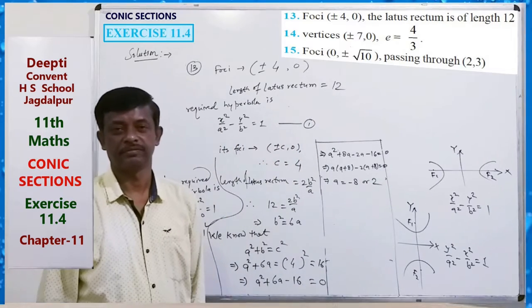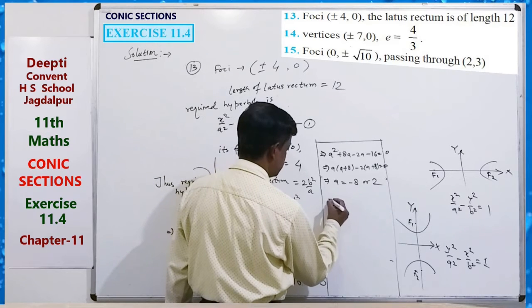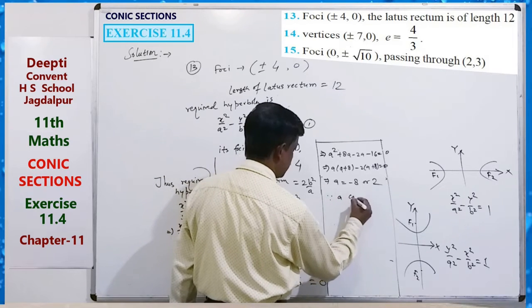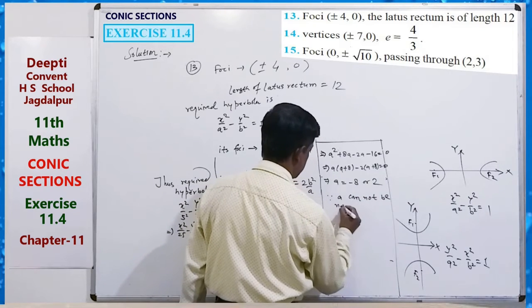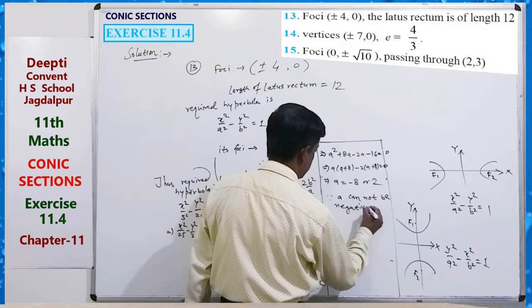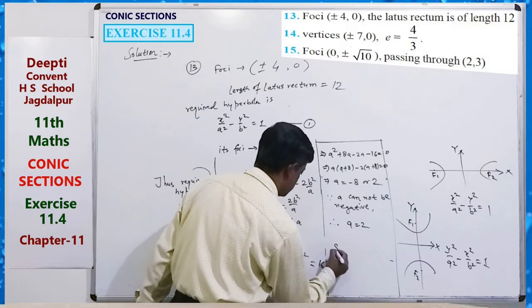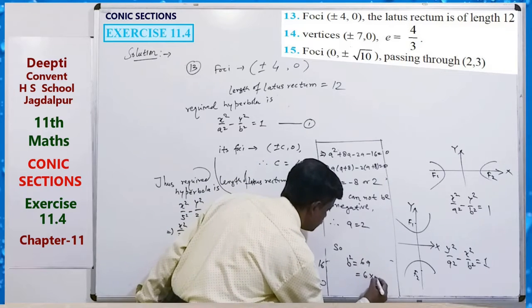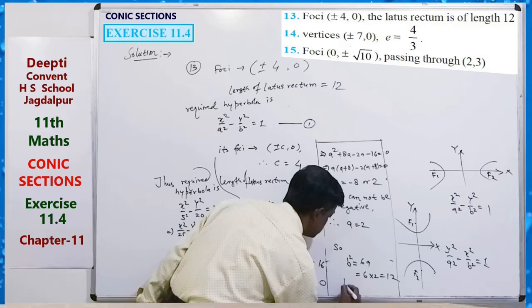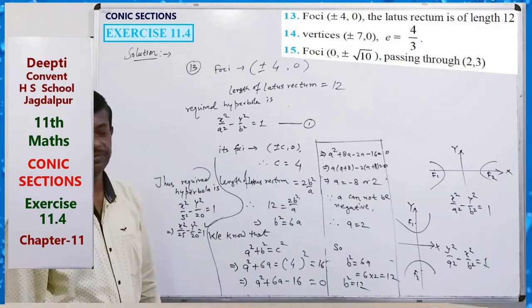Yes. Okay. a cannot be negative, since a cannot be negative, therefore a equals to 2. So b square equals to 6a equals to 6 into 2 equals to 12. So b square equals to 12.